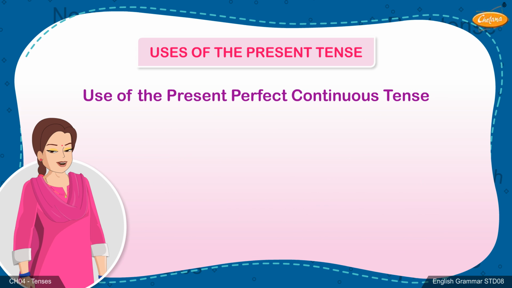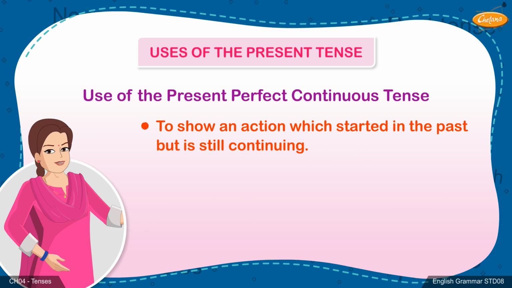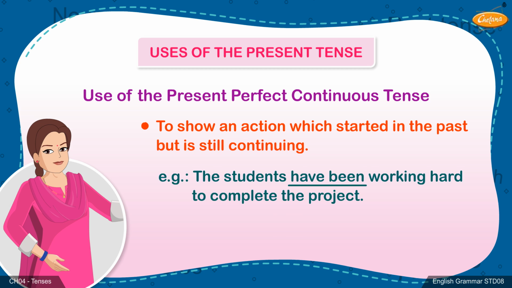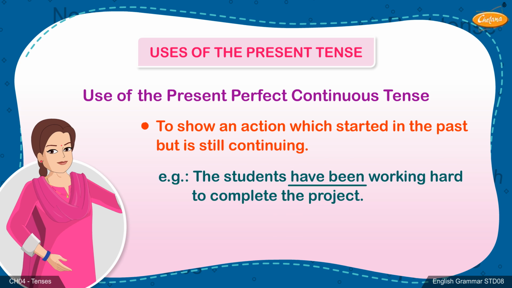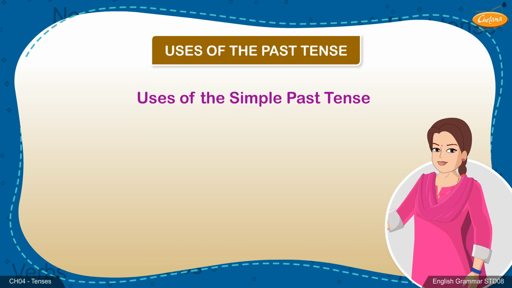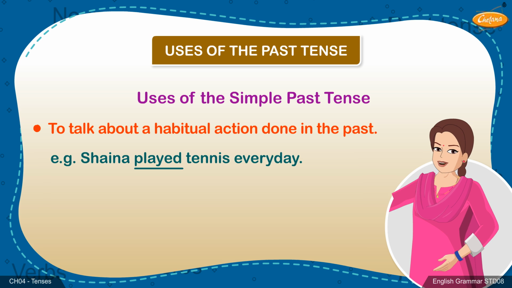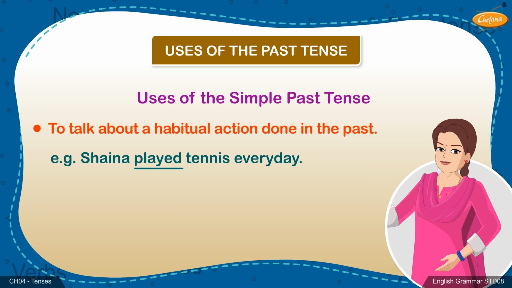4. Use of the present perfect continuous tense. To show an action which started in the past but is still continuing. Example, the students have been working hard to complete the project. B. Uses of the past tense. 1. Uses of the simple past tense. To talk about a habitual action done in the past. Example, Shaina played tennis every day.